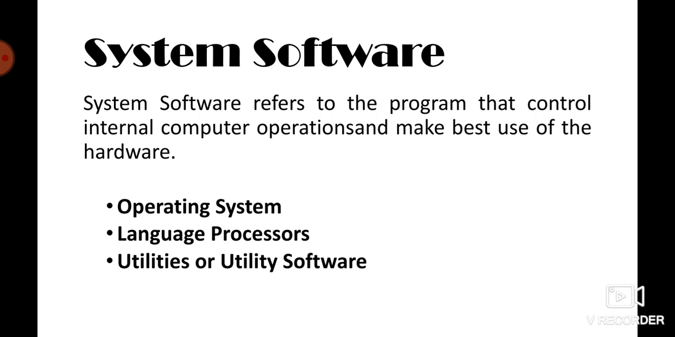Is that MS Word working properly or not? Are all the components of that software installed or not? So for maintaining or managing these types of things, some software and some programs are required, and all these types of software are called system software. Here I have written the names of some system software. First is operating system, second is language processor, third is utility software. So let's discuss all these one by one.